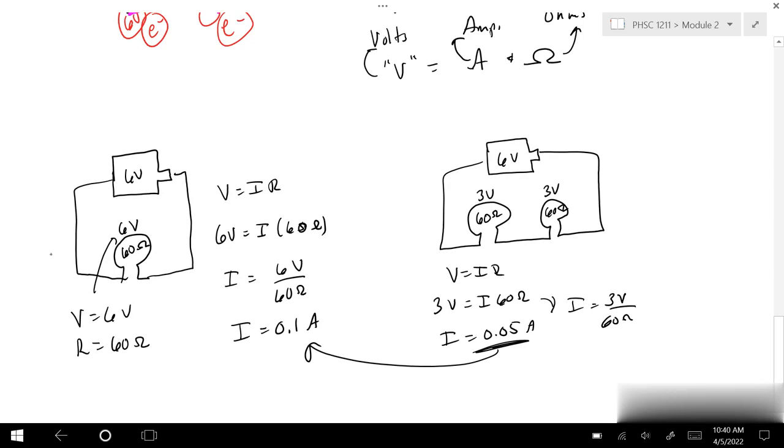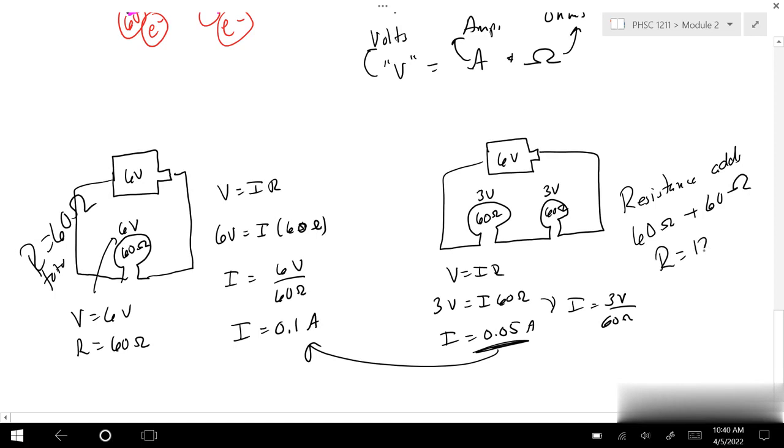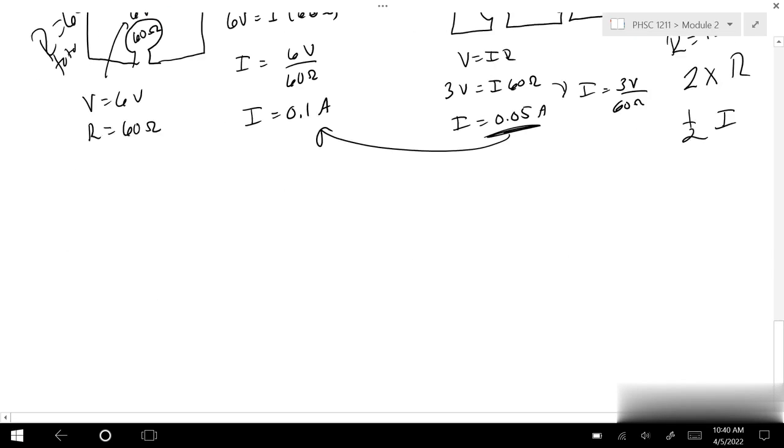Well, it makes sense because now, if you look at this, I have an R equal to 60 ohms, R total. Here I have two resistors. So my resistance adds, where I get 60 ohms plus 60 ohms. So my total resistance is twice as much. So if I have twice as much resistance, I'm going to have half the current that's flowing. Think about a dam. If it's twice as big, you get less water flowing through. So I got 2 times the resistance, and we'll get half of the current. Now this is only true for series circuits.